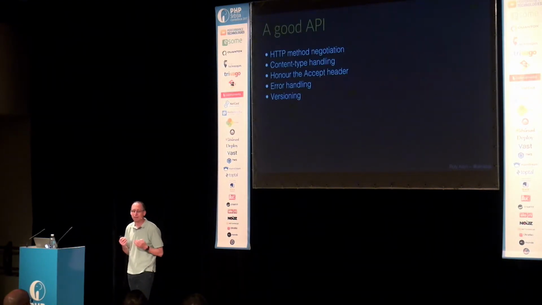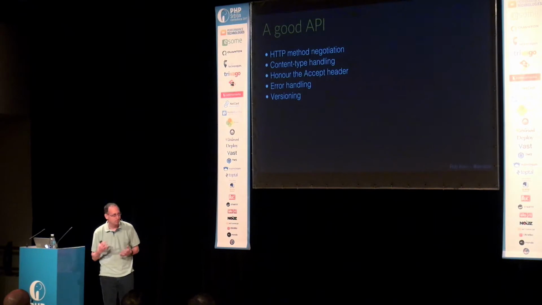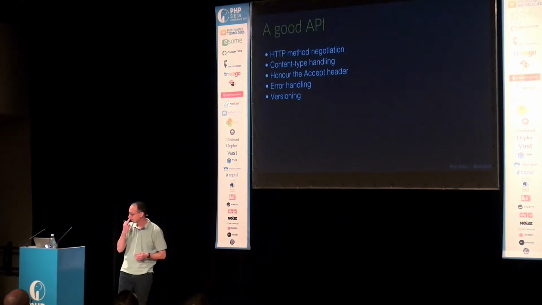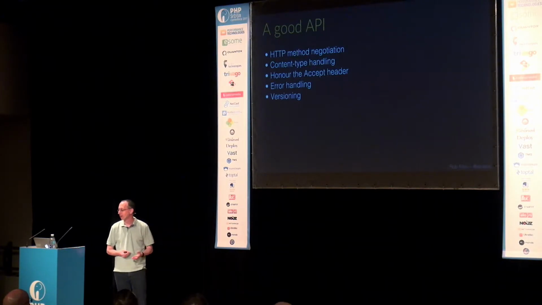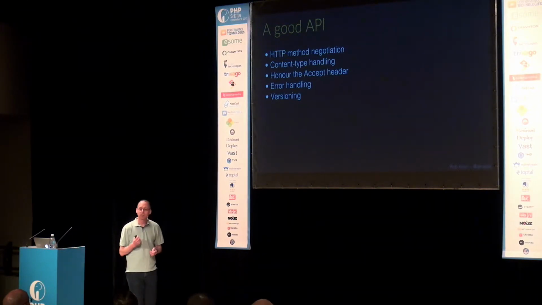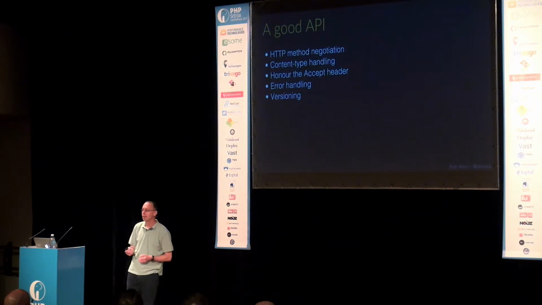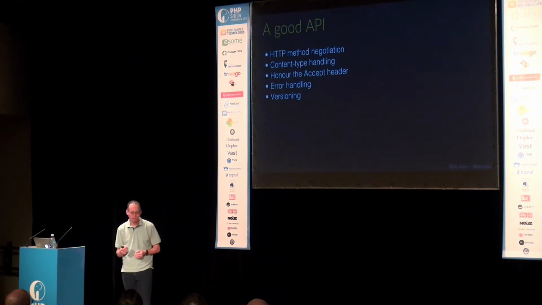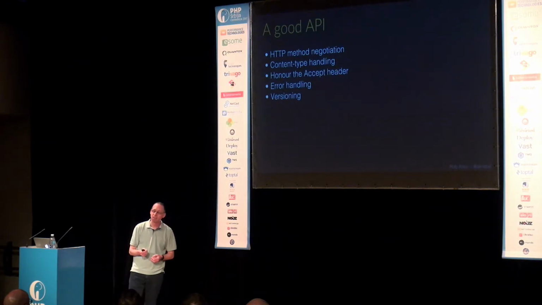So what's interesting about what makes a good API? I've come up with a few items we're going to talk about today. HTTP method negotiation, content type handling, honouring the Accept header, error handling, versioning are the key things I think you need to be thinking about if you're going to write an API that is worth me using. The first three of those are all about HTTP. They're all about being a good internet citizen.